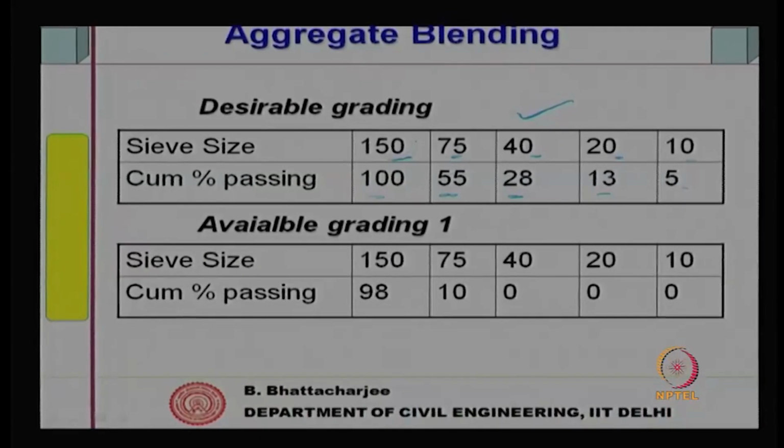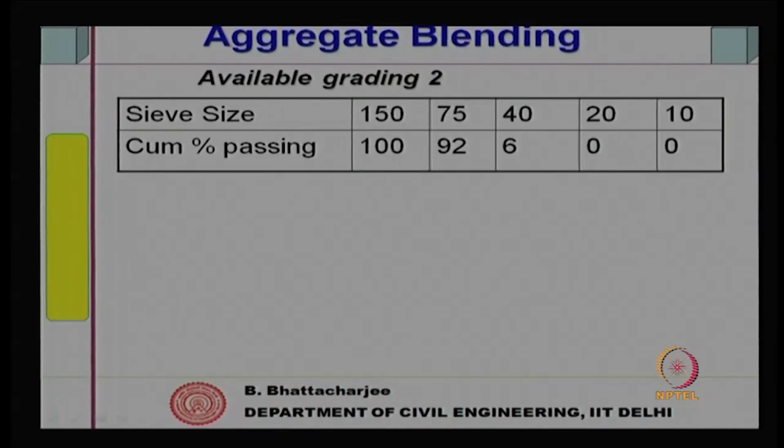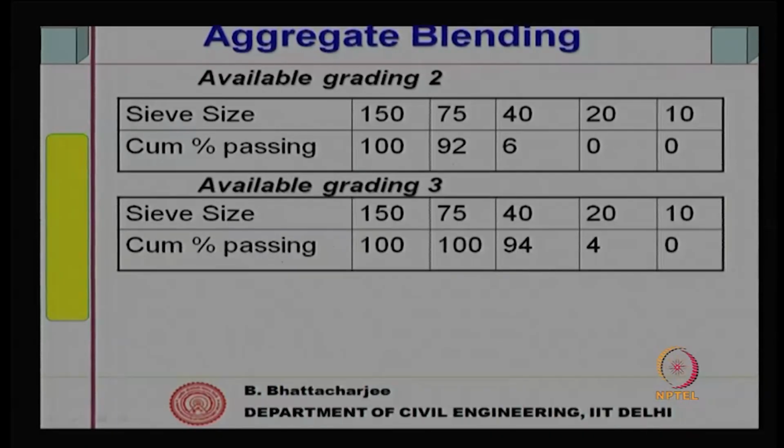I want 100% to pass through the 150 mm sieve, 55% should pass the 75 mm sieve, 28% should pass the 40 mm sieve, and so on. What is available to me is 98% passing through 150, 10% passing through 75; this is grading 1, and nothing passes through this. And I have a second aggregate: 150, 100%, 75, 92, then 46, nothing through 20 and 10. Then I have a third one, 150, 100, and something available here also.